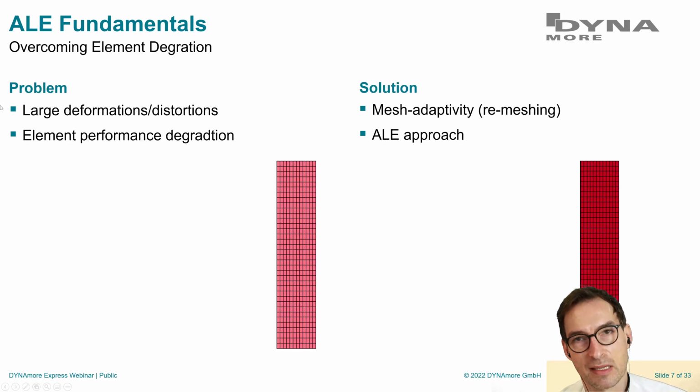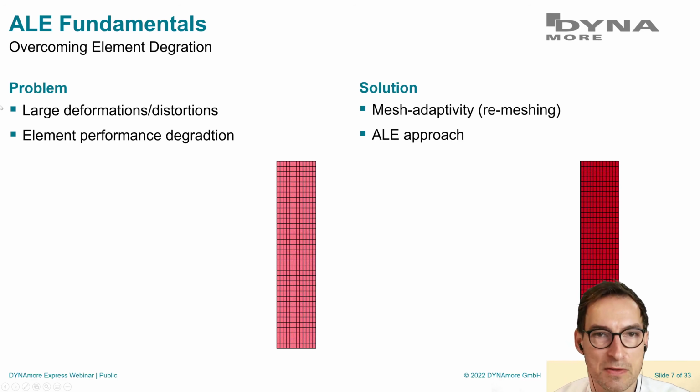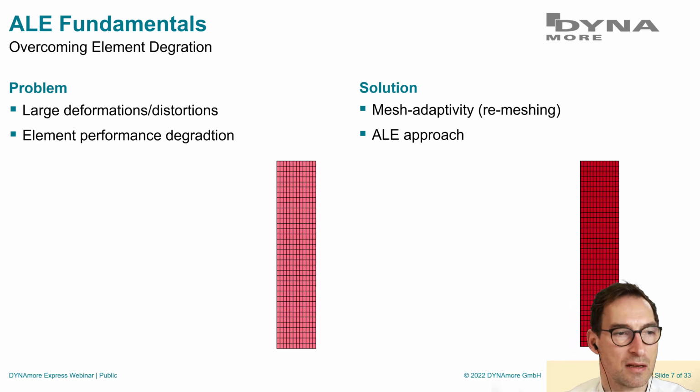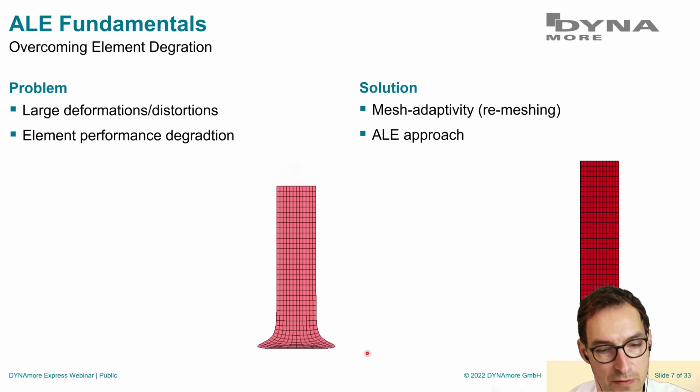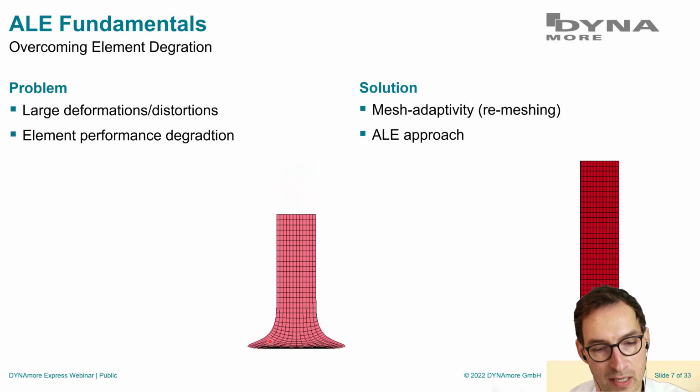And basically what the ALE method was trying to solve is how to deal, in a finite element simulation or a finite element based simulation, with heavy mesh distortions. So this is basically a problem. This is a beam which is crashing into a wall. And usually what you observe here is you get highly deformed elements down here.